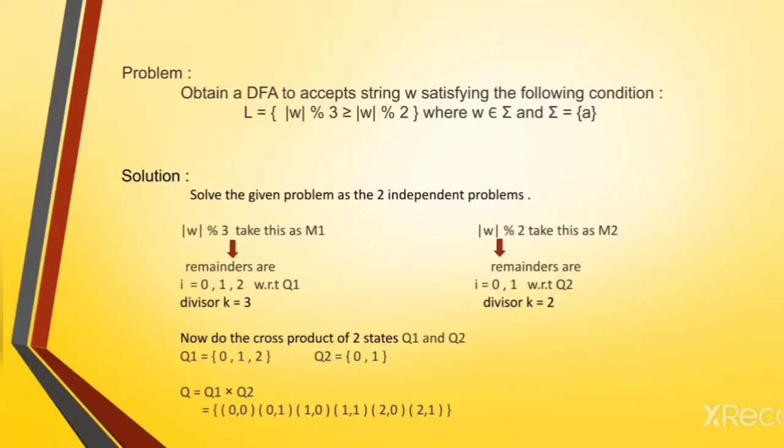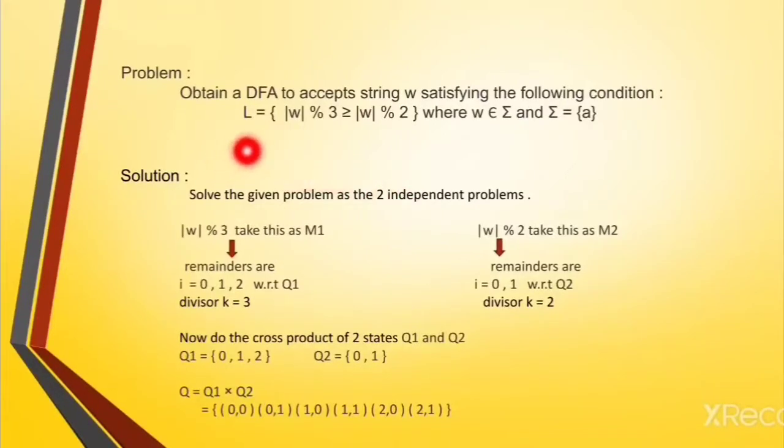Now let us go through one problem with respect to the string length mod k with relational operator method. Here is the problem statement: obtain a DFA to accept the string w satisfying the following condition. This is the given language: L is equal to w mod 3 is greater than or equal to w mod 2, where w belongs to the input alphabet, and the input alphabet here given is A. The solution to this problem is that we have to solve the given problem as two independent problems, as I have mentioned in the general steps.